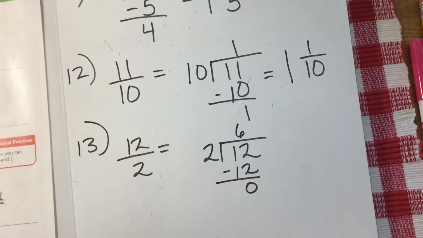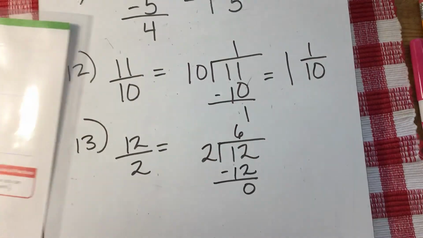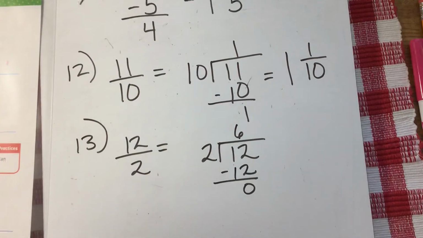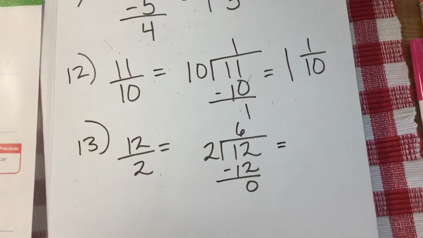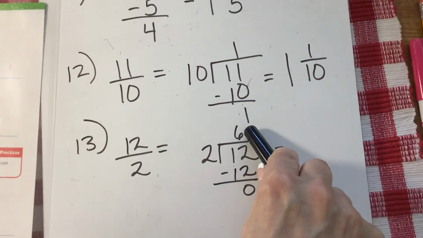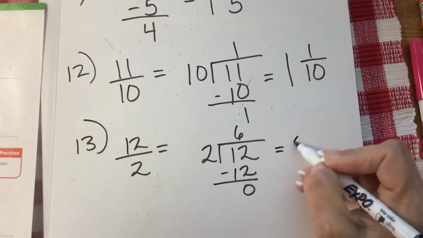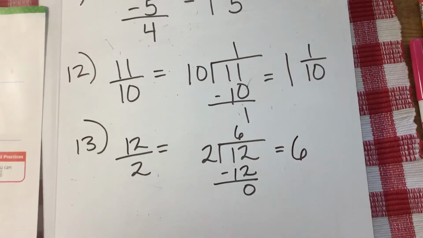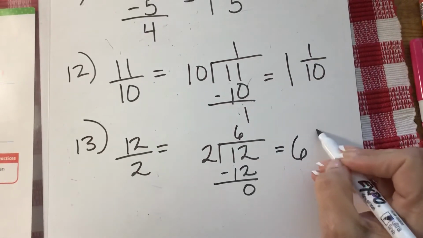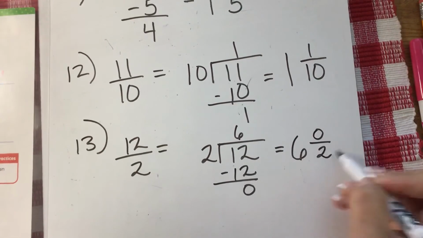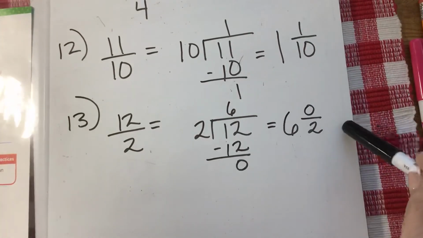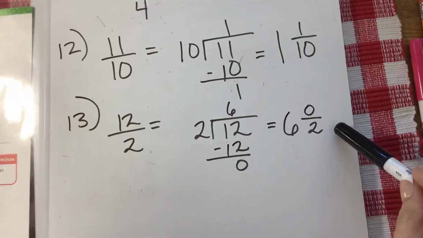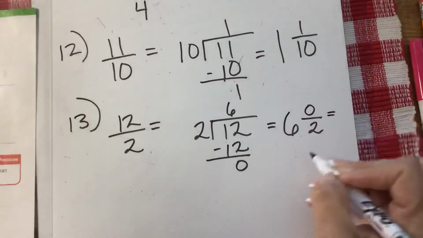Okay, don't get tripped up on this one, guys. I have been telling you that when you change this to a mixed number, your number on top of the house, your quotient, is your whole number. That is correct. Whatever your remainder is becomes your new numerator. Your denominator stays the same. This is an interesting situation. Your answer is actually 6.